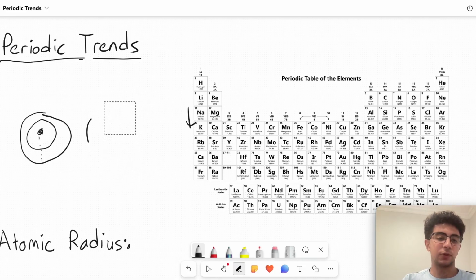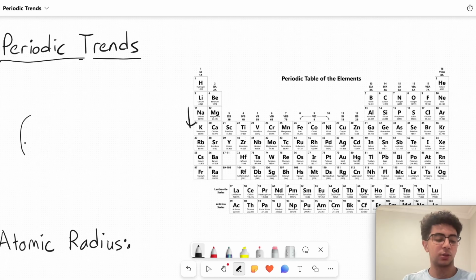Now let's consider left and right. When you go left and right, you're not adding or subtracting any electron shells. You're in the same electron shell. Instead, what's happening when you go left to right is, let's say I go 1 to the right. All that's happening is I'm adding 1 electron and I'm adding 1 proton. So when I add 1 electron and 1 proton, what happens?